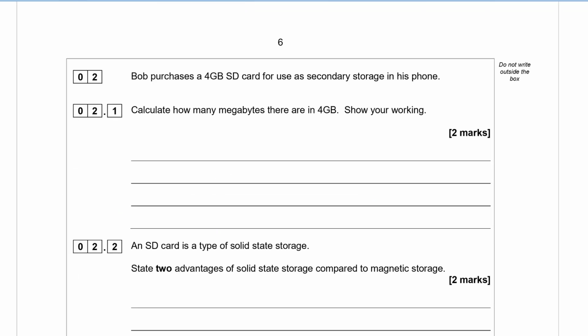Moving on to question 2 then. So Bob purchases a 4GB SD card for use as secondary storage in his phone. Calculate how many megabytes there are in 4GB, and we need to show your working. You should always be on high alert when you see that, because occasionally I've seen questions where even if you put the correct answer, you can get no marks unless you show working. And of course, if you get the answer wrong, you might still get 1 mark for that.